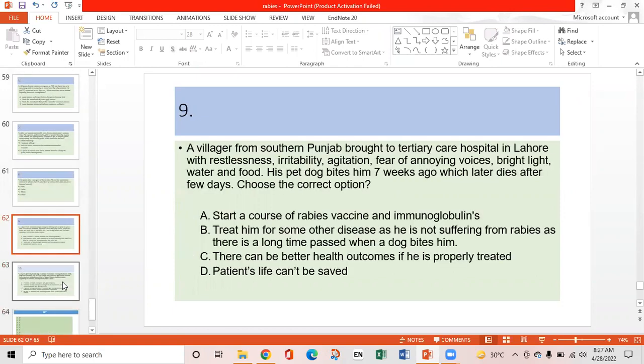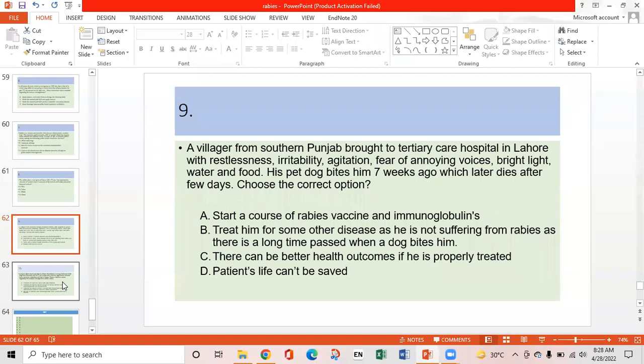It is saliva. Ninth MCQ. A villager from southern Punjab was brought to a tertiary care hospital in Lahore with restlessness, irritability, agitation, and fear of annoying voices, bright light, water, and food. His pet dog bit him 7 weeks ago and later died after a few days. Choose the correct option. Option A, start the course of rabies vaccine and immunoglobulins. Option B, treat him for some other disease as he is not suffering from rabies since a long time has passed since the dog bit him. Option C, there can be a better health outcome if he is properly treated. And option D, the patient's life cannot be saved.